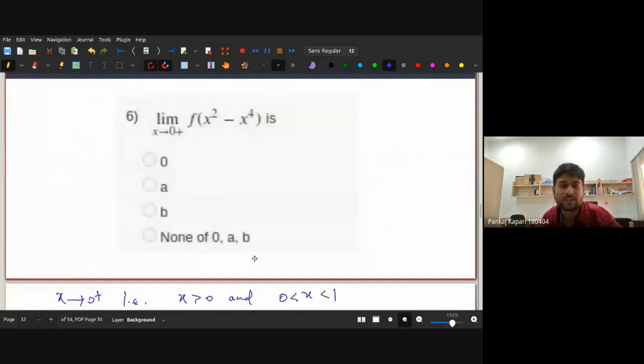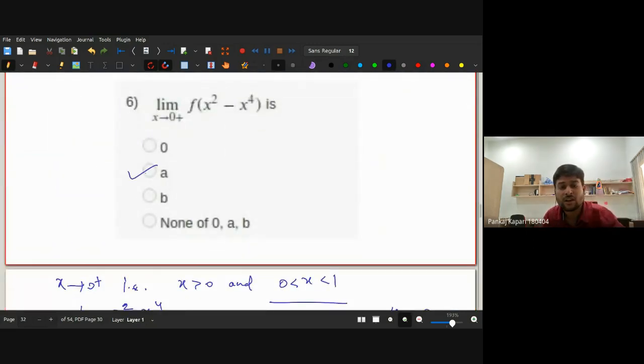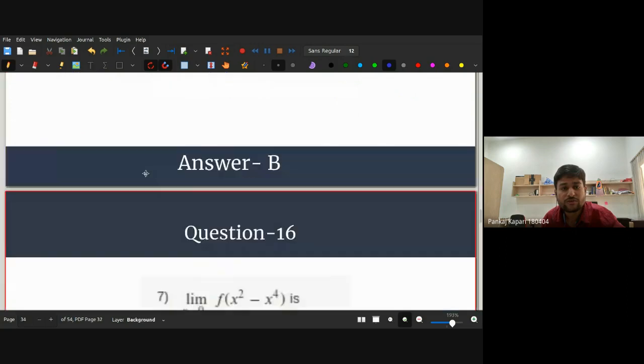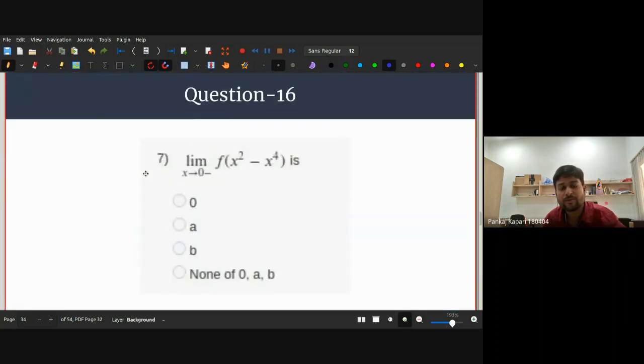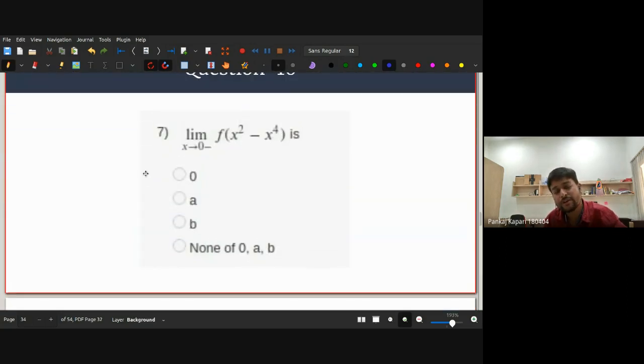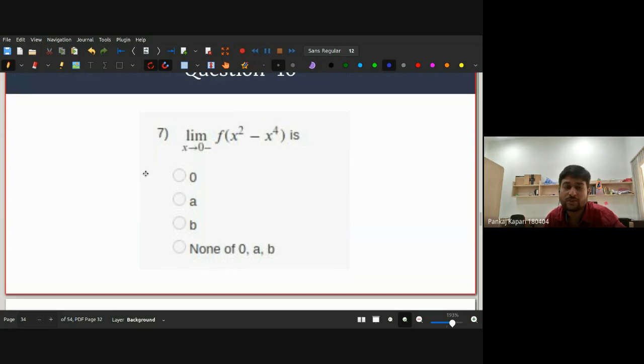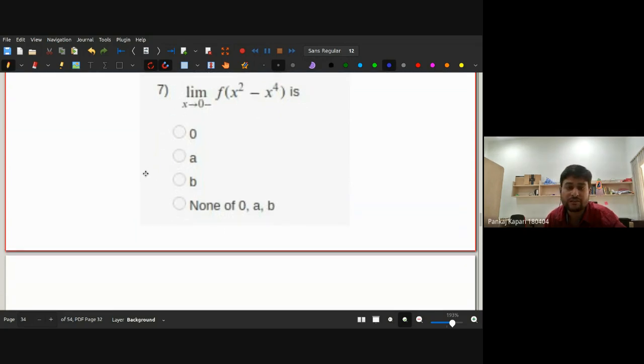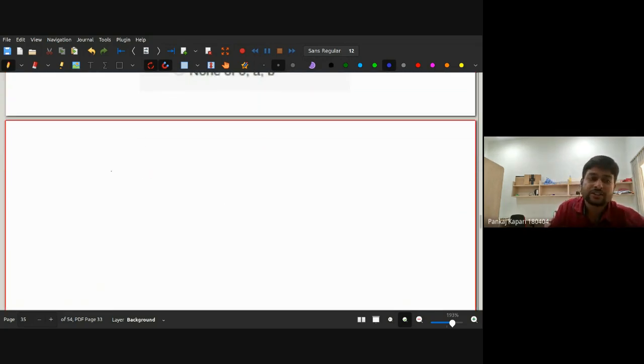Okay, the second option is correct here. Now the same thing goes for the next problem, which says to find the limit of the same function, but from the left hand side, when x approaches 0 from the left hand side. Okay, so x approaches 0 minus.